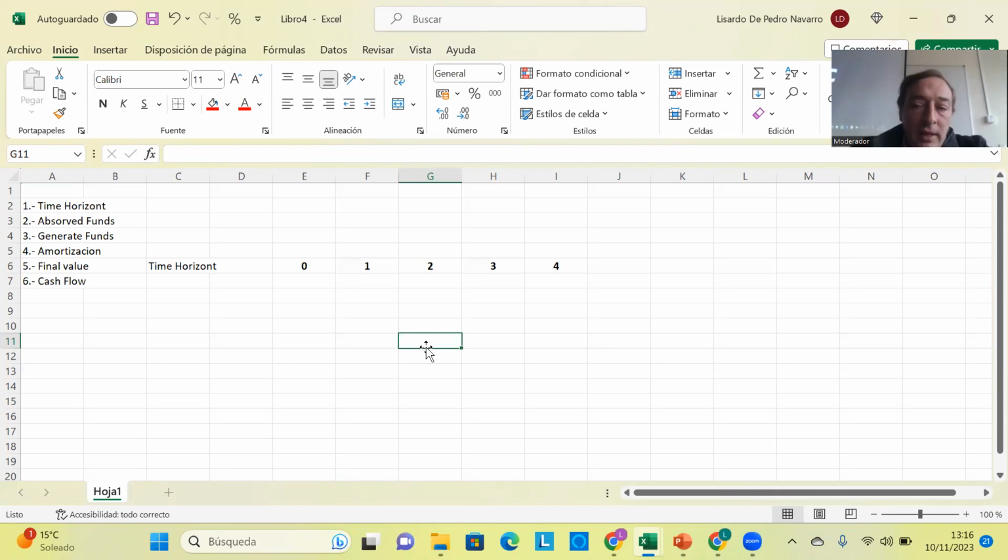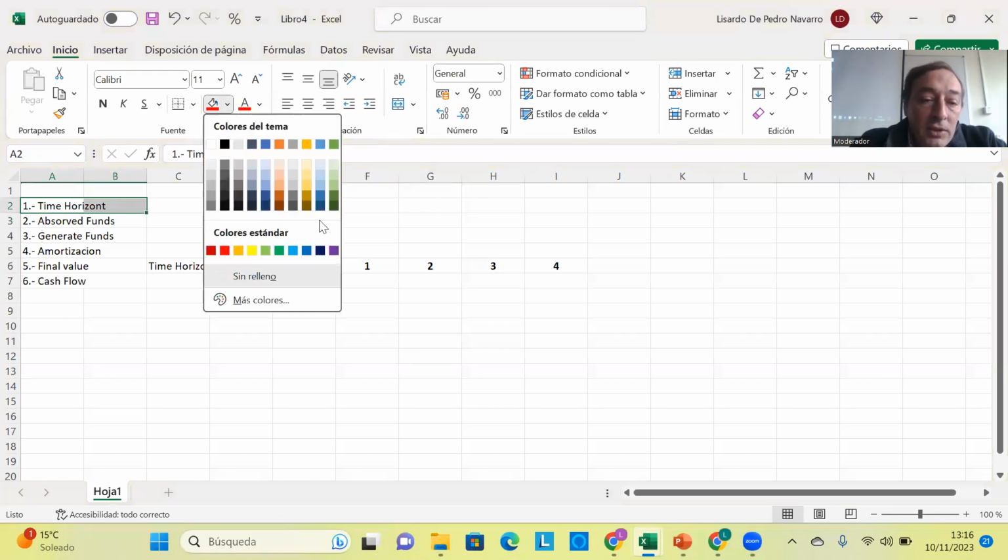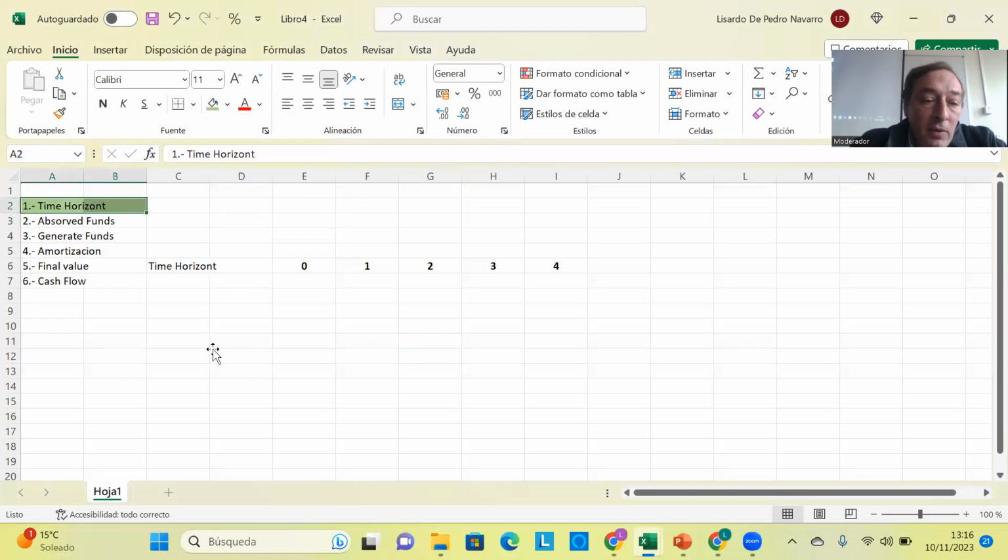As I mentioned, depending on the project, it could be longer. You mentioned that your project is still 30, 35 years. In this one, we are going to make it shorter, only 5 years. So this is the first step, the time horizon of this project. The second one is to fix the absorbed funds, that is the CAPEX and the NOF. So we are going to develop the CAPEX and the NOF.